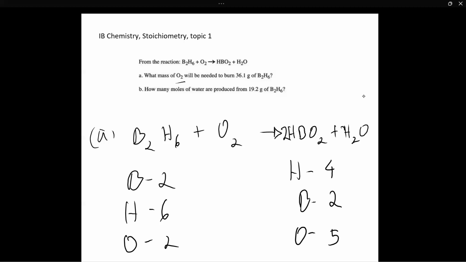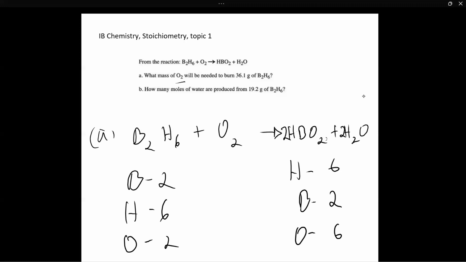Now we need 2 more hydrogens. So I'm going to put a 2 over here. That gives us 2 more hydrogens. That's 4 hydrogens over here, plus 2 hydrogens over here, which gives us 6 hydrogens. And the oxygens, we have 4 oxygens over here, and 2 oxygens over here. So 4 plus 2 gives us 6. Now we have balanced boron and hydrogen on each of the sides.